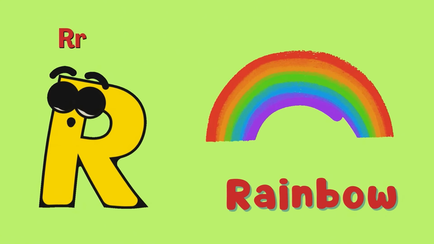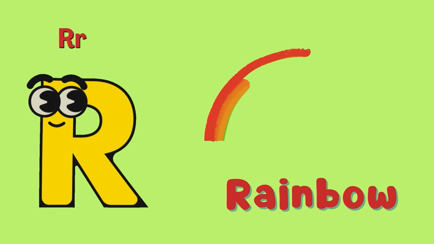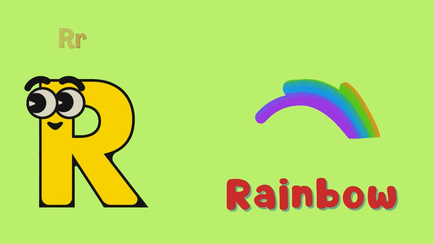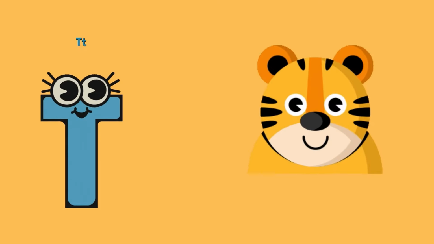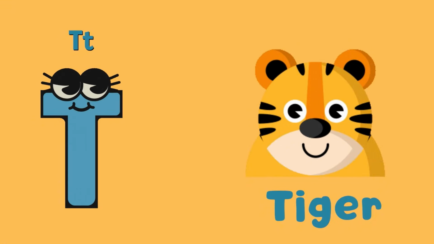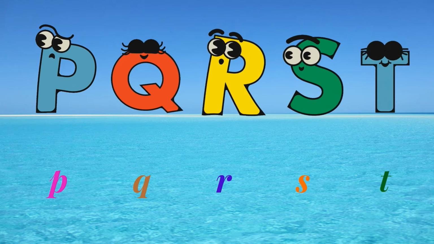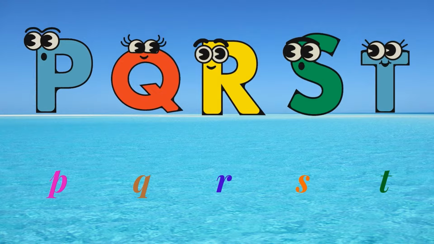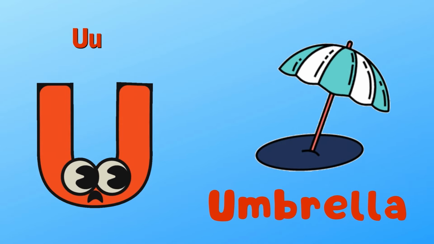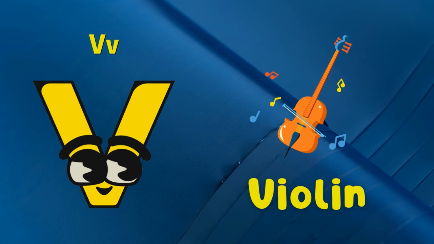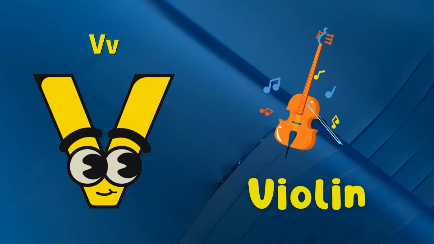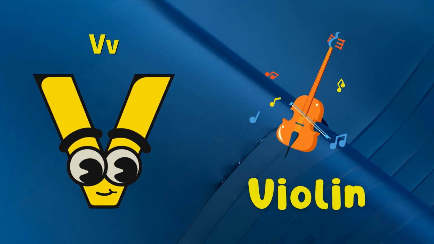R is for rainbow, r, r, rainbow. R, rainbow. S is for spider, for umbrella, umbrella. U, umbrella. V is for violin, v, v, violin. V, violin.